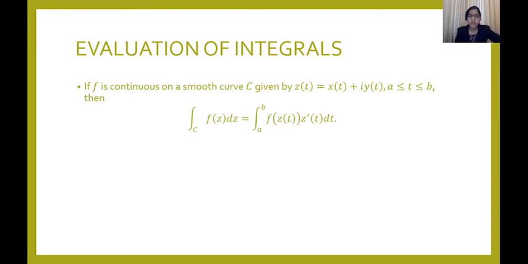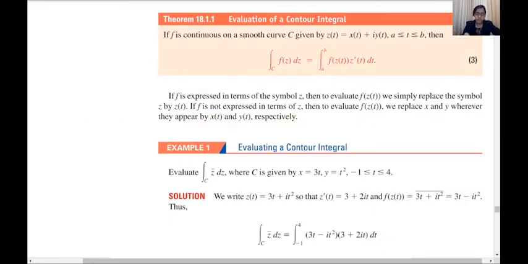Now let's move on to some examples given in your textbook, which will help you further in understanding this topic. I hope this definition is clear: the integral over C of f of z dz is equal to the integral from a to b of f of z of t into z dash of t into dt. That is, we are converting it into a single variable.